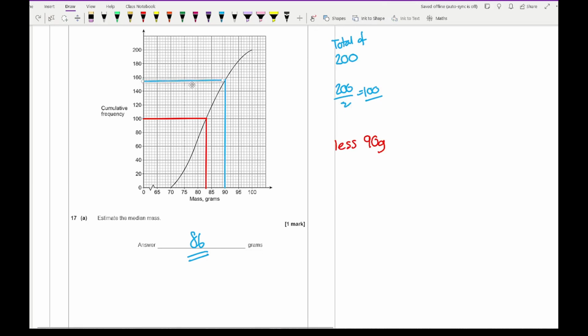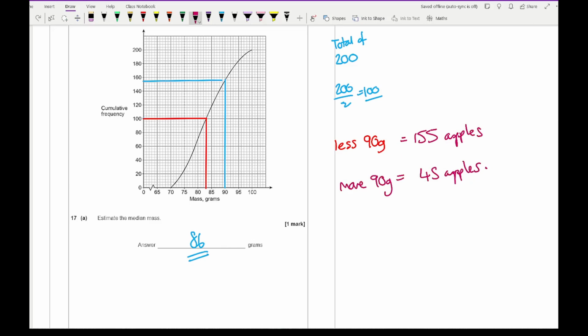Now I make out there's about 158. So I would say that there's, well actually, probably about 155. 155 apples. Which means then that more than 90 is going to be 45 apples.